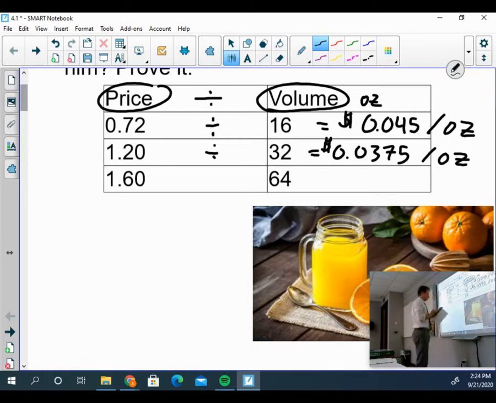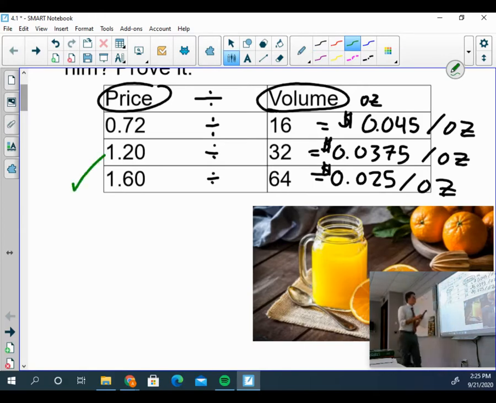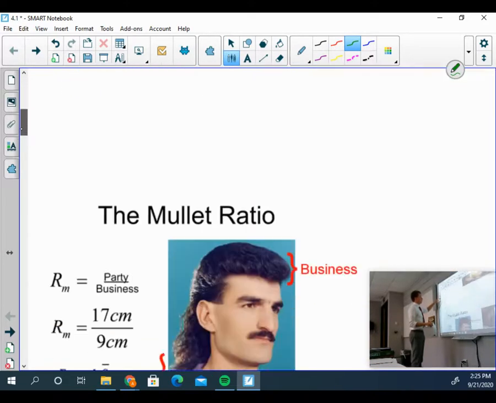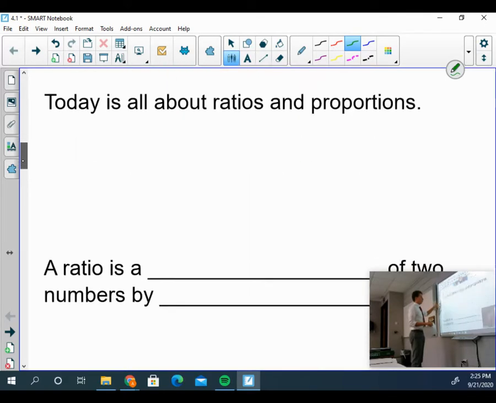And then finally, 1.6 divided by 64, and I get 0.025, which is 2.5 cents per ounce. So what is the best deal technically, the most bang for my buck? The 1.6 would be. And this is what we're going to get into. This is an intro problem into chapter 4. Chapter 4 is, again, all going to be about ratios and proportions. And we're going to dive into solving problems like these. Okay? So again, we're going to be all about ratios and proportions.